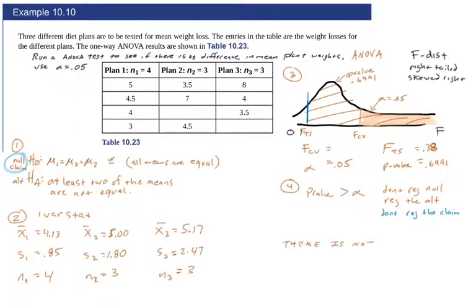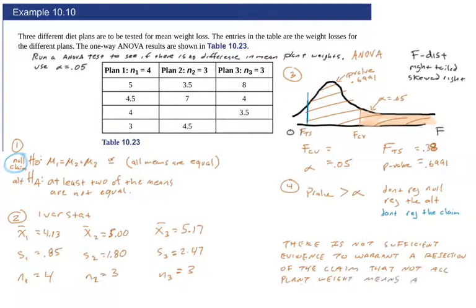And since the null is the claim, we're not allowed to use language like support or do not support. So we've got to use warrant or rejection. We're going to say there is not sufficient evidence to warrant a rejection of the claim that not all plant weight means are equal. And again, it sounds kind of like that double negative, but it's just the way of writing the statistics. We don't want to really say that we support it in this case here.